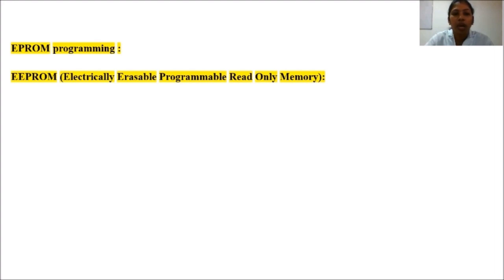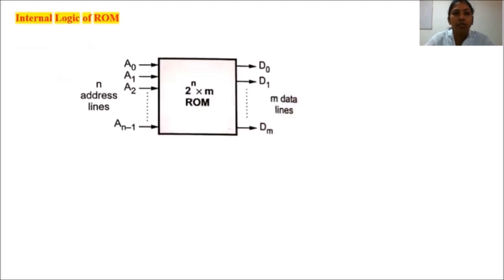This EEPROM allows selective erasing at the register level rather than erasing all the information, since the information can be changed using electrical signals. The EEPROM memory also has a special chip erase mode by which the entire chip can be erased in 10 milliseconds. So this is the internal logic of ROM.